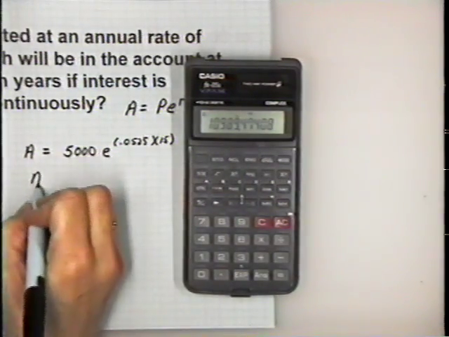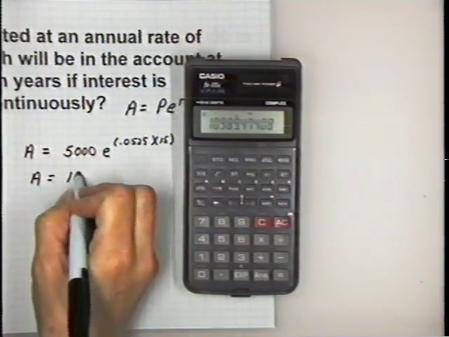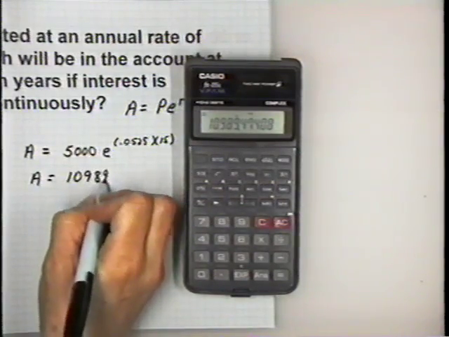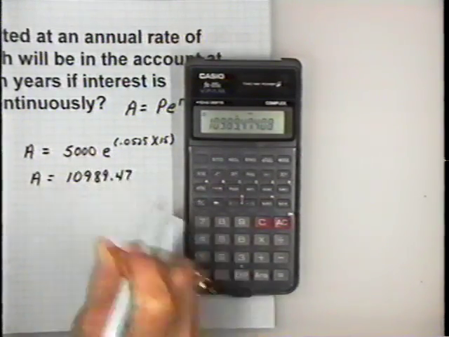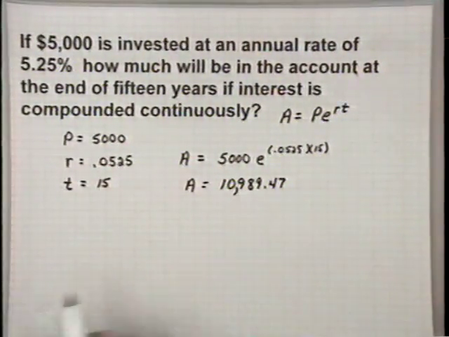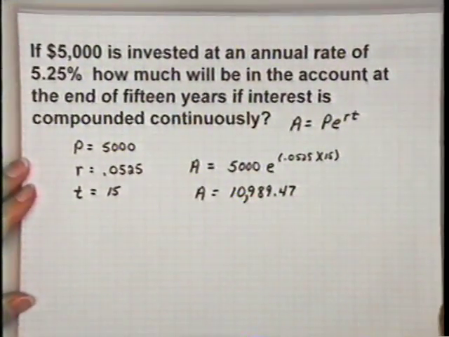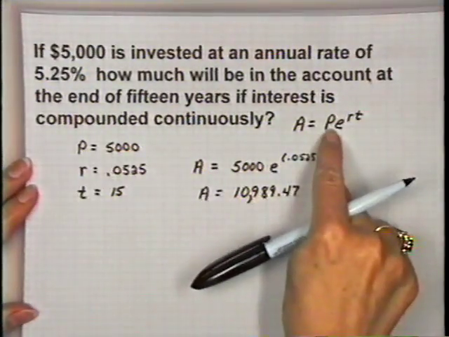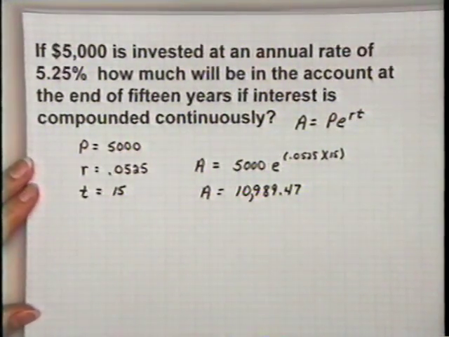And what I have here for A, 10989.47. Let me scoot that over. So in other words, $10,989.47. So if we're compounding continuously, we're going to use this alternate formula.